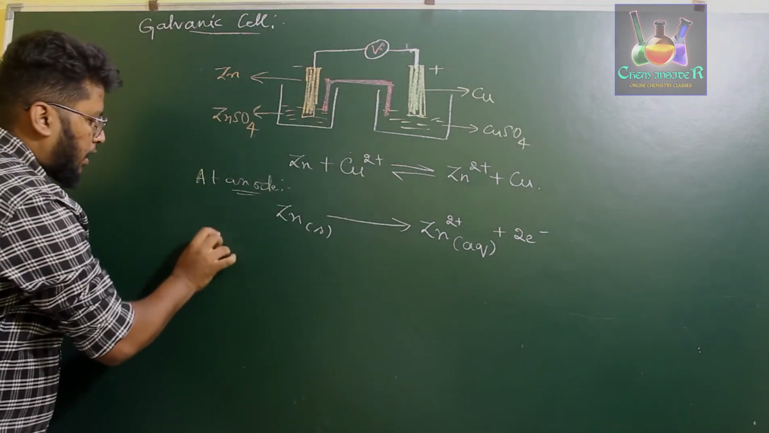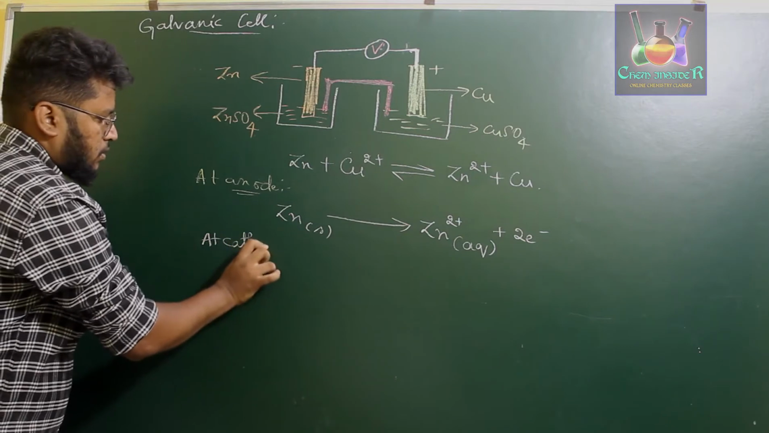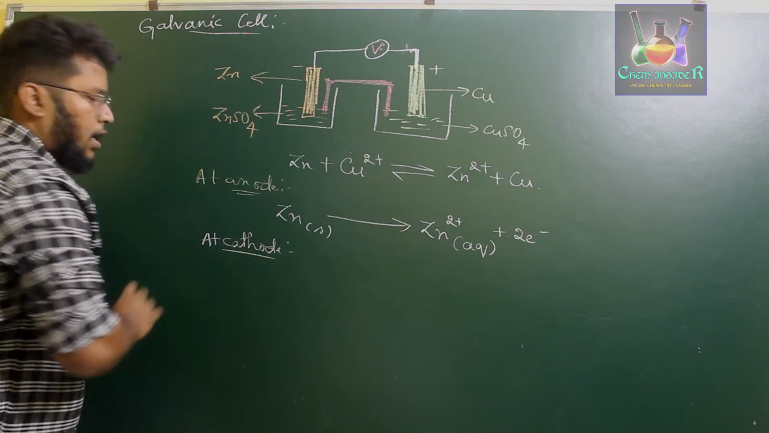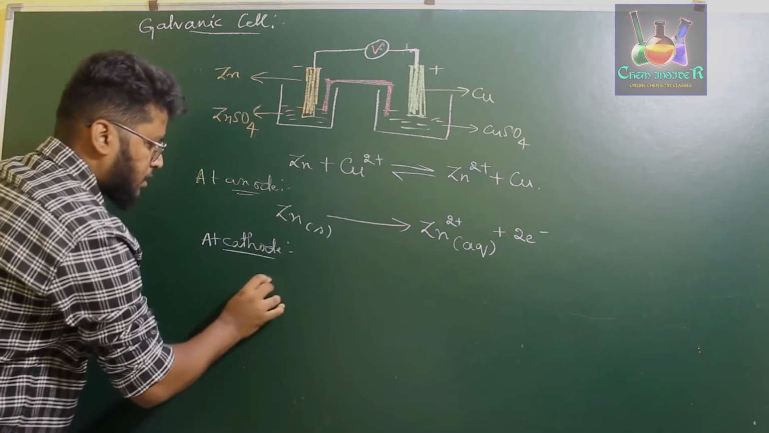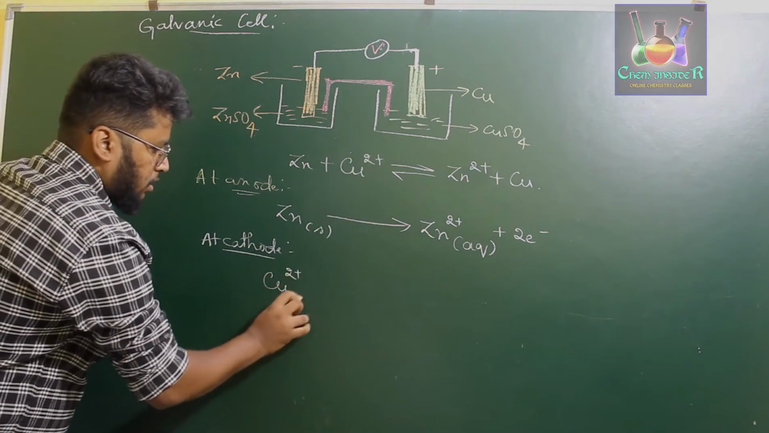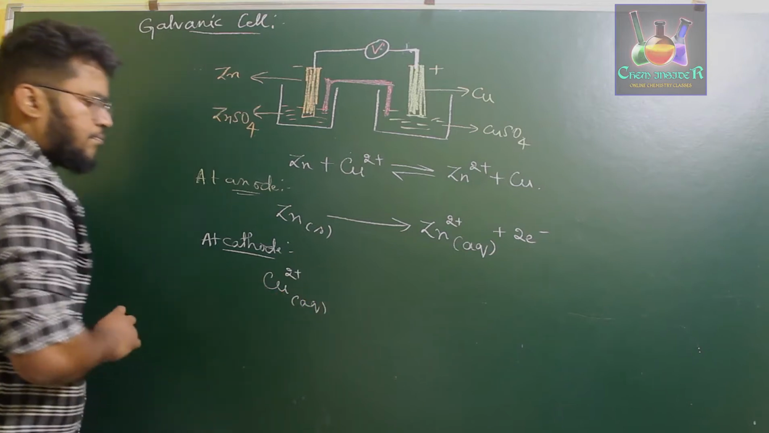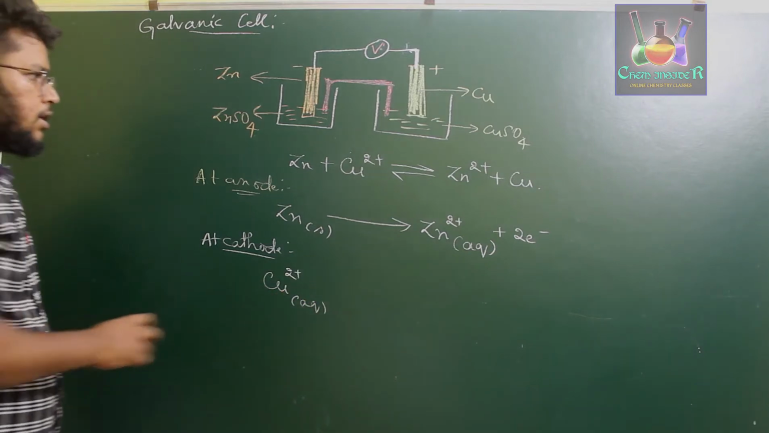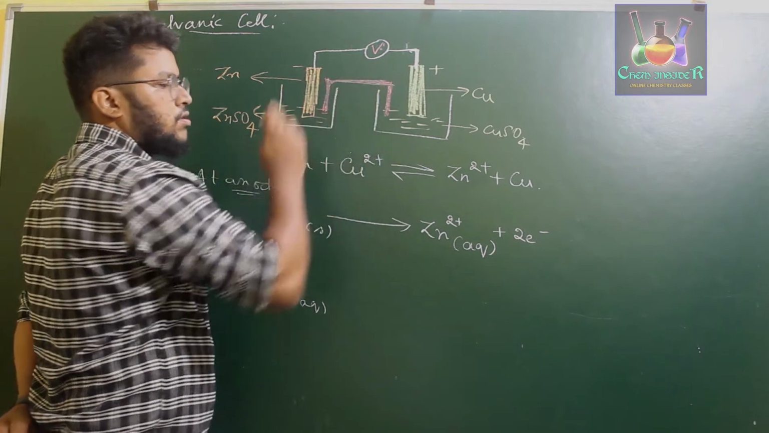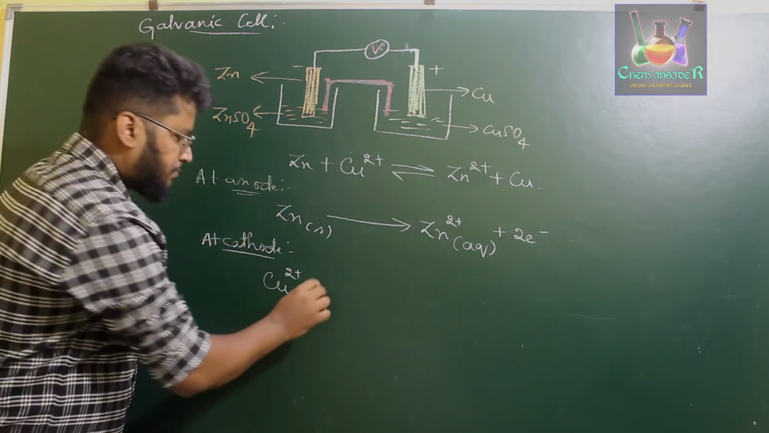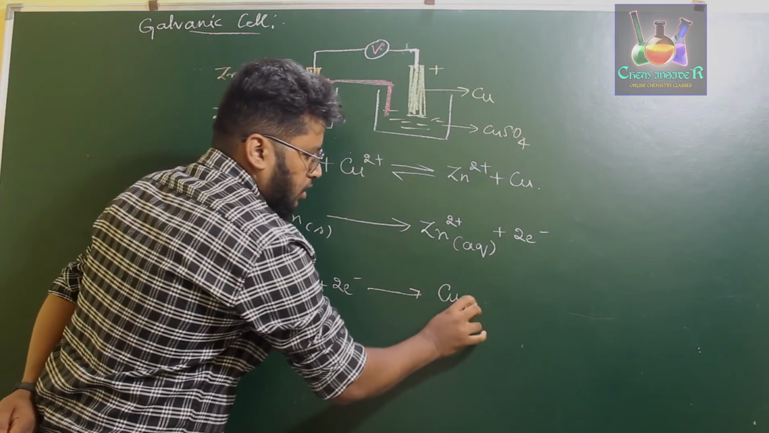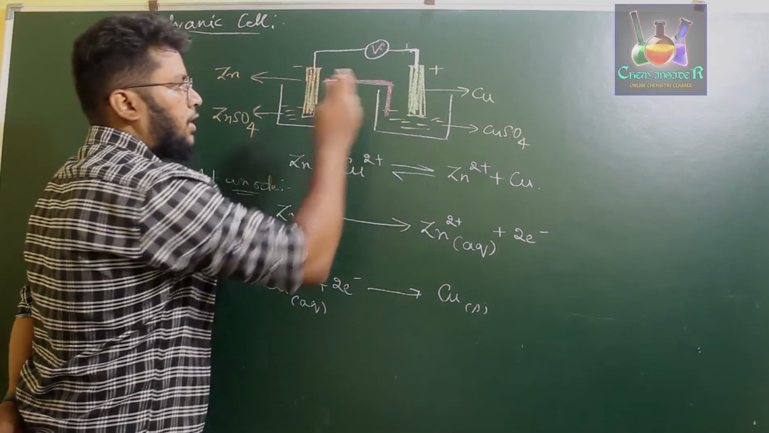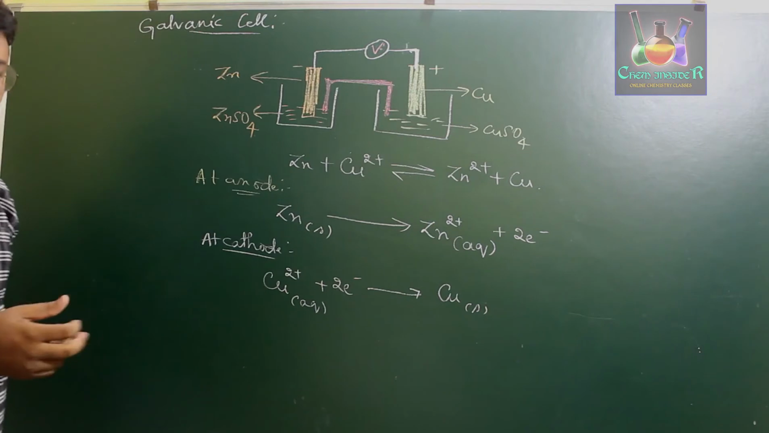At the cathode, what we observe is the Cu2+ ions present in the aqueous medium gain those 2 electrons which are coming at the cathode. They gain those 2 electrons and form Cu, that is, it is getting accumulated on the metal strip or metal electrode.